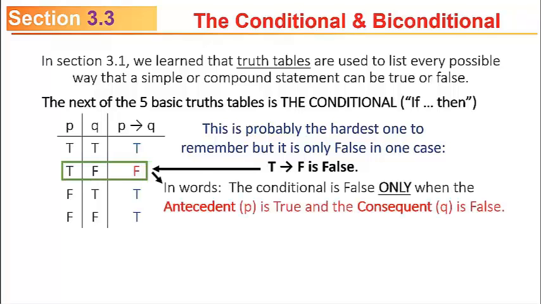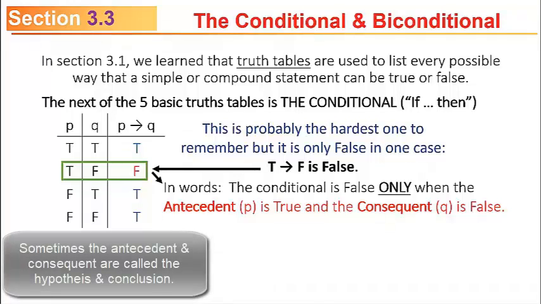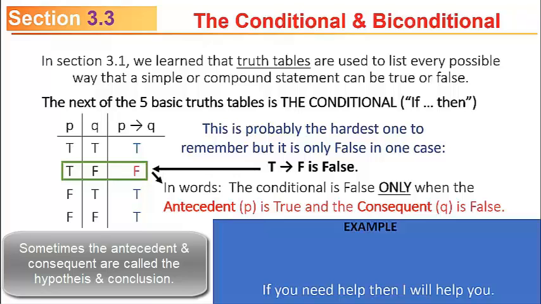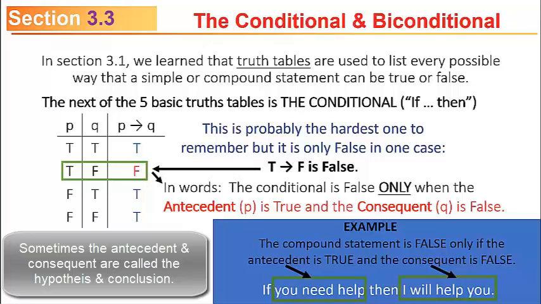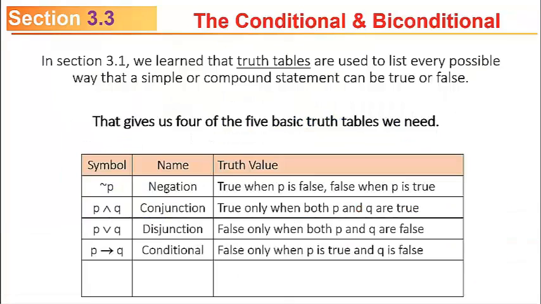You might say this in words: a conditional is false only when the antecedent is true and the consequent is false. Sometimes that P is called the antecedent. Antecedent is the P and consequent is the Q. For example, if I gave you the statement, "If you need help, then I will help you," this compound statement is false only if the antecedent is true and the consequent is false. If you need help, then I will help you. You need help is true, I will help you is false, which produces a false compound statement here. It's the only case where it's false.